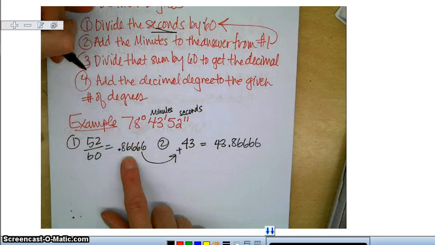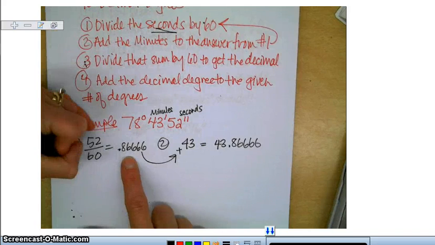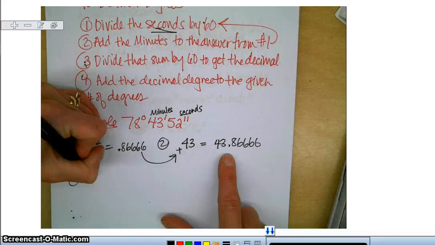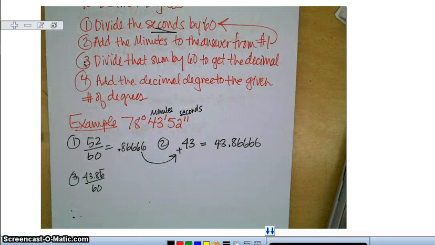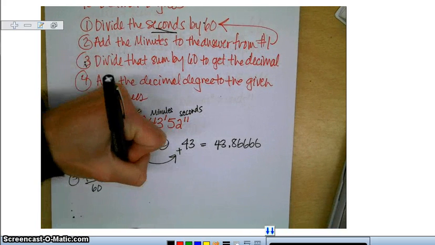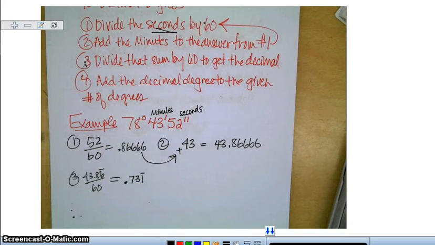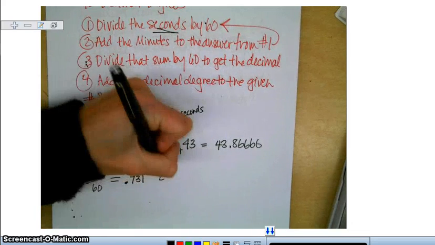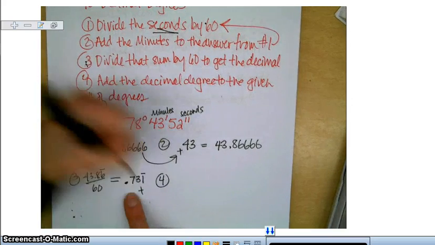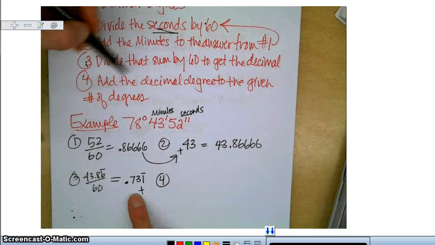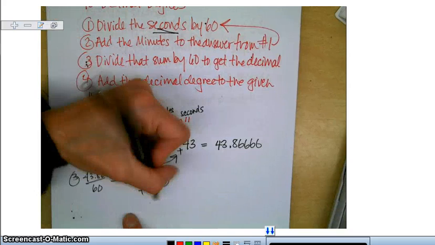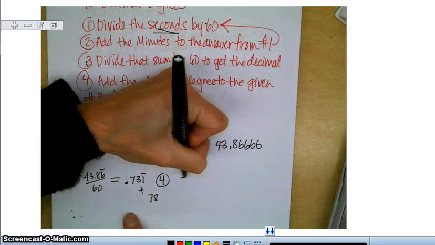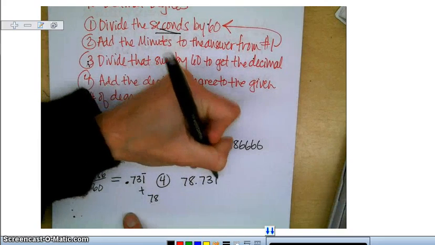Now I divide that sum by 60. So step 3, I divide 43.86 repeating by 60. On my calculator, that gives me my decimal, 0.731 repeating. So now step 4 says add that decimal degree to the given number of degrees, 78. So that plus 78 is equal to 78.731 repeating degrees.